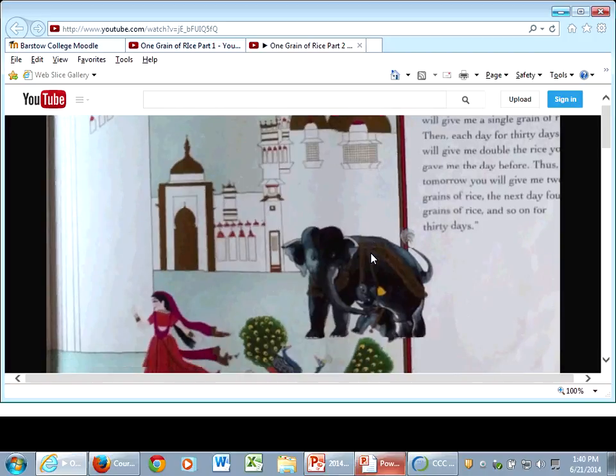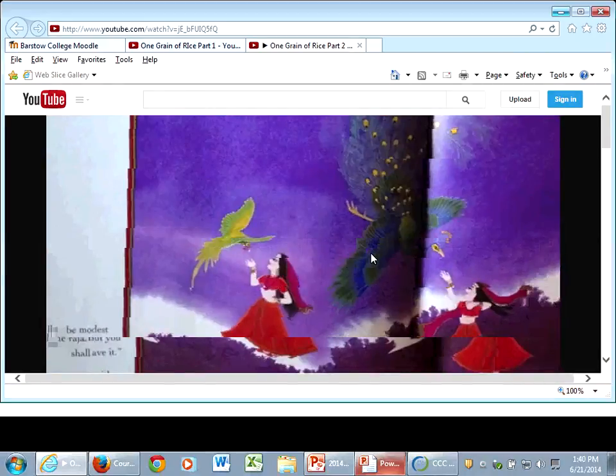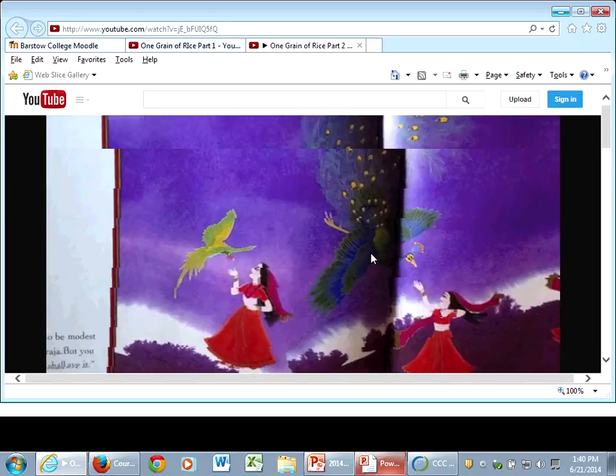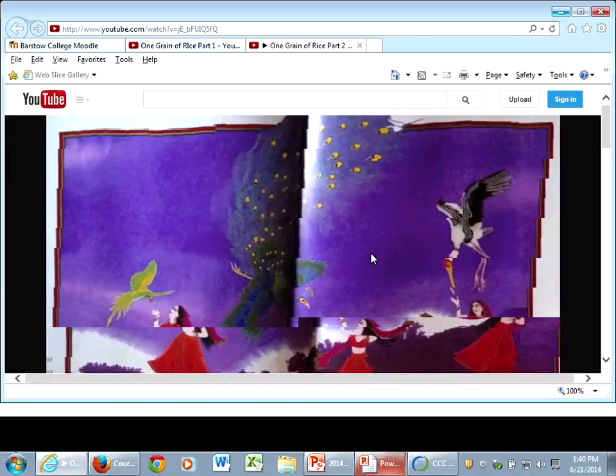Thus, tomorrow, you will give me 2 grains of rice. The next day, 4 grains of rice, and so on for 30 days." "This seems still to be a modest reward," said the Rajah, "but you shall have it." And Rainey was presented with a single grain of rice. The next day, Rainey was presented with 2 grains of rice. And the following day, Rainey was presented with 4 grains of rice.